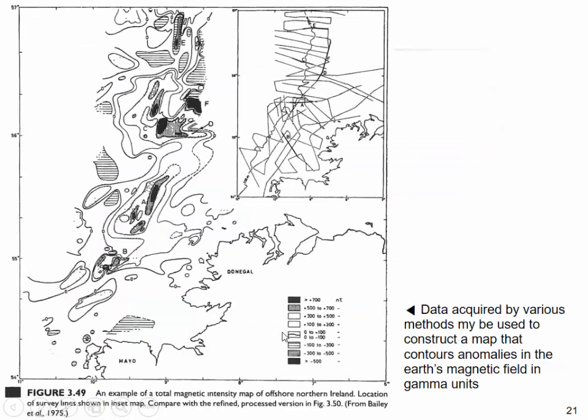Okay. So this is the example of the magnetic survey intensity map. It's in Ireland. And you can see that it ranges from minus 500 to plus 700. A strong magnetic field may mean that the igneous rock basement is shallower than the other one.